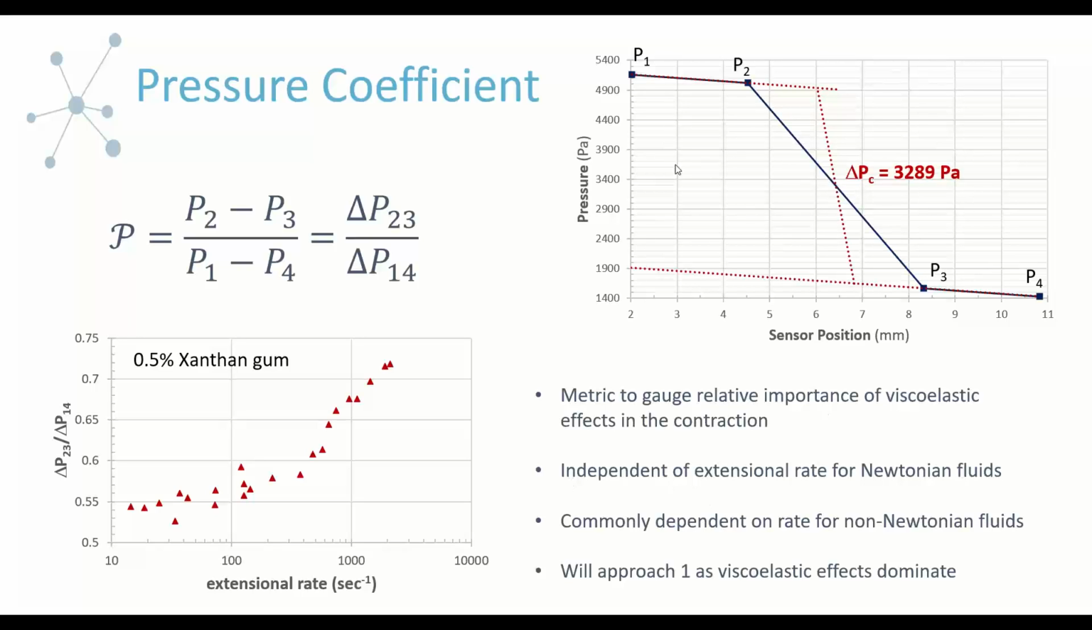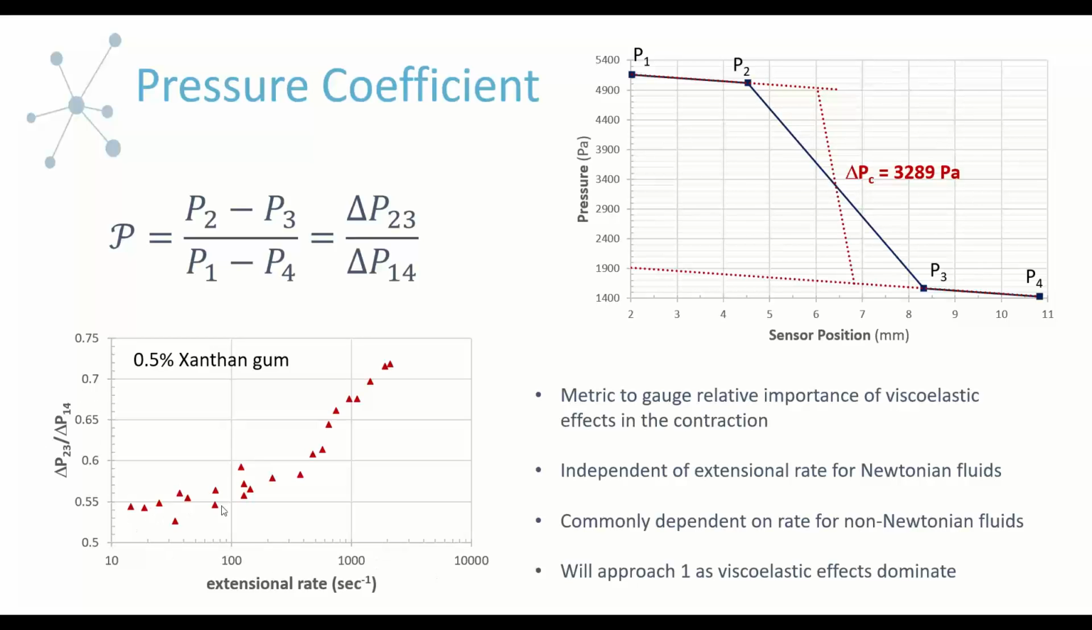So you'll have a single constant value no matter what rate of extension you're applying for a Newtonian fluid. But if you're dealing with something that's non-Newtonian or viscoelastic, then generally what you'll see is that this parameter will vary with extensional rate. And here's an example in the lower left corner where we have this pressure coefficient as a function of extensional rate.